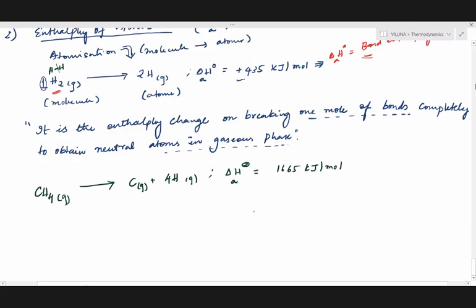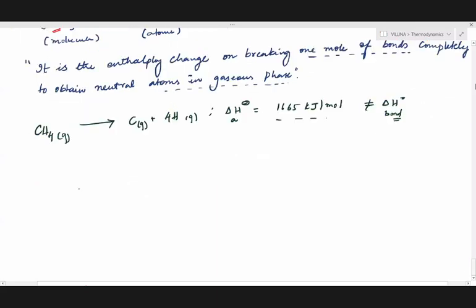In this scenario, we cannot consider this enthalpy as bond dissociation enthalpy. Why? In the process of breaking all the 4 carbon hydrogen bonds, CH4 is a tetrahedral molecule, right? All bond lengths are the same. All CH bonds are equivalent. No doubt in that. But one by one we will be removing the hydrogen atoms, right?